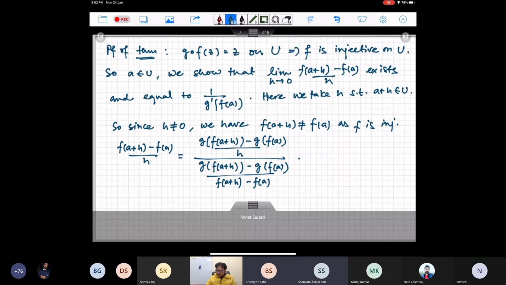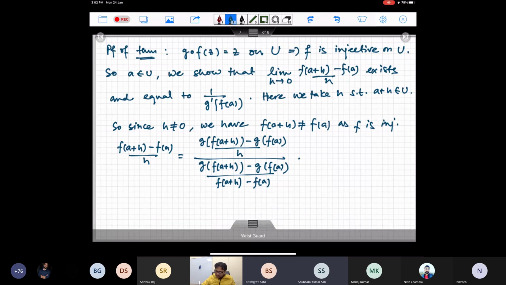Of course, whatever I had over here I have put it over there, and in the numerator and denominator I have just put g of this whole thing. So tell me, what is the numerator now? What can I say about this quantity? Quickly tell me, what is this quantity?